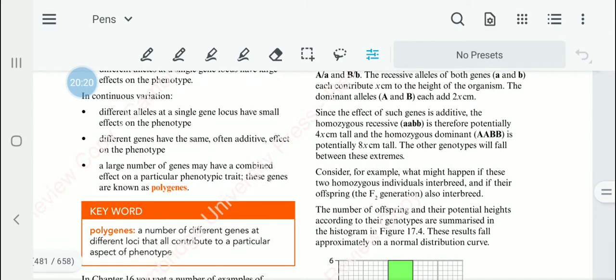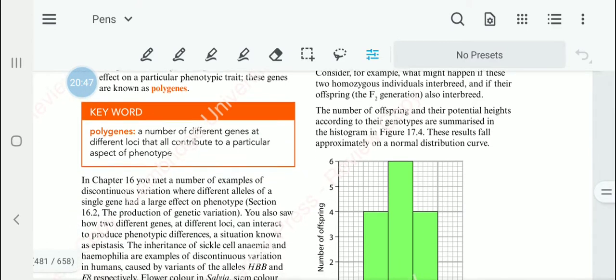And next line, a large number of genes will have a combined effect on a particular phenotypic trait. These genes are known as polygenes. So write the definition of polygenes. Polygenes are different genes at different loci that all contribute to a particular aspect of phenotype. Leave a line and write.